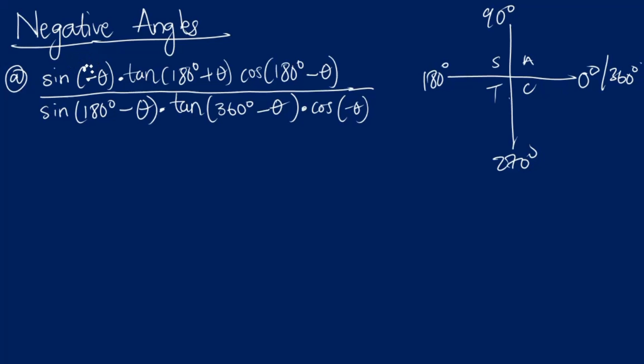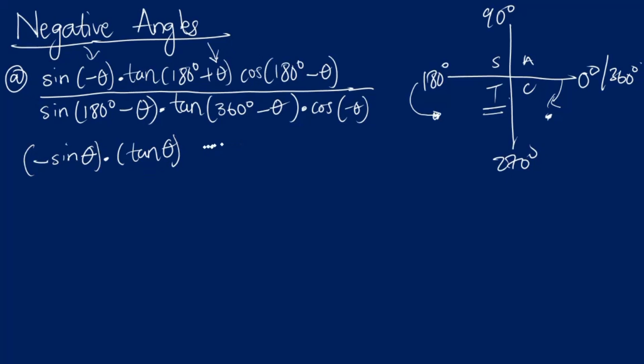The sine of a negative angle. Remember, we are just moving into this quadrant. Sine is negative in this quadrant, so I'm going to have a negative sine of this angle, a negative sine of theta, multiplied by a tangent of 180 plus theta. So here's 180. When I add an angle, I'll land here. Tangent is positive in here, so I will have a positive tangent of this angle that was just added. All set? Multiplied by the cosine of 180 minus theta.